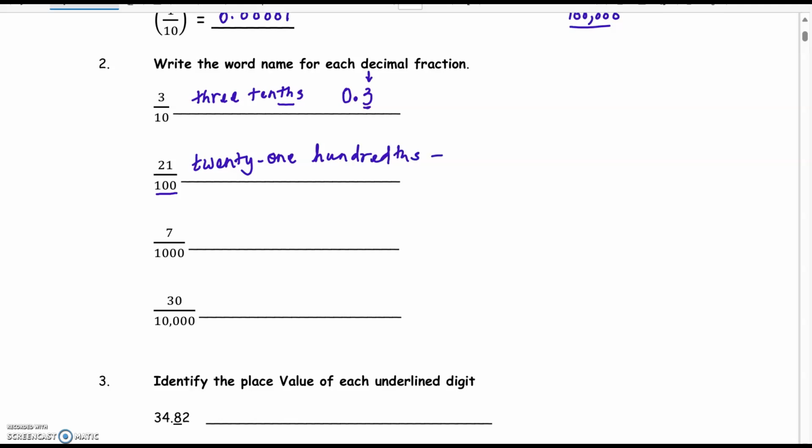And the way we write this, in the decimal form, it is 0. Hundredths tells us there are 2 decimal places, and we need to make sure that the number after the decimal point reads 21. So it's 21, that's the number, hundredths because there are 2 decimal places. If it's 1 decimal place, it is tenths because that's the first place. So this is hundredths. Now this is 7 thousandths.